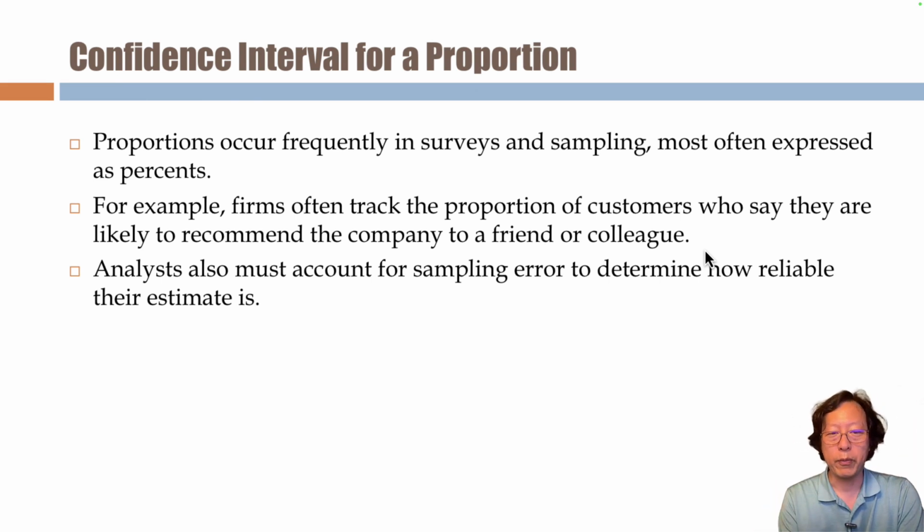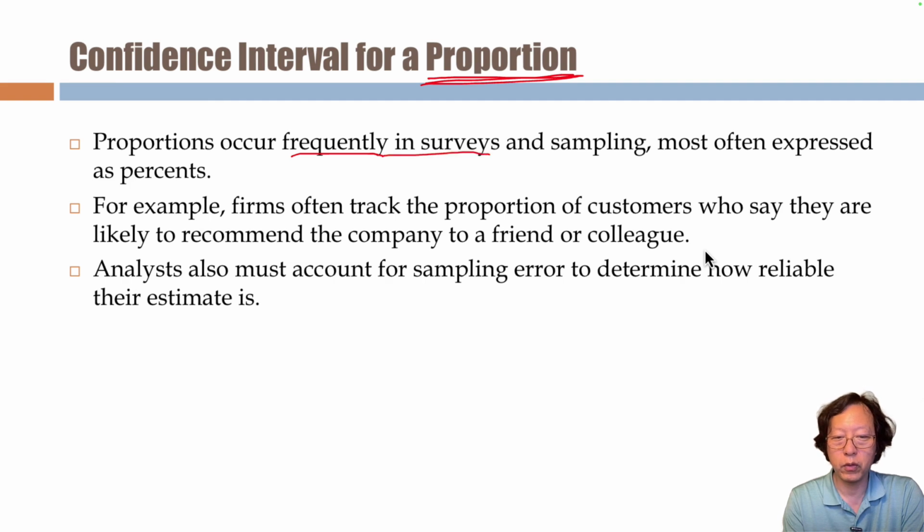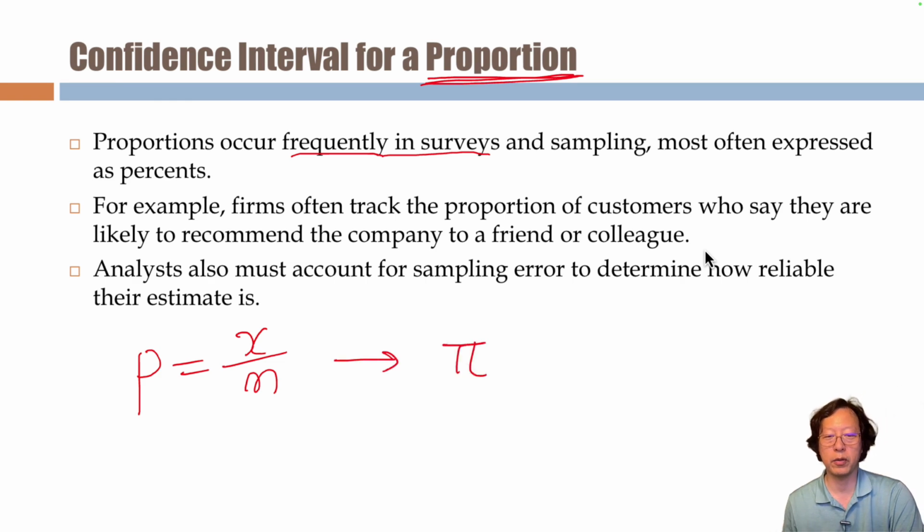Confidence interval for a proportion. The proportion is counting yes or no, so how many yeses we have out of n trials. That's the proportion. Proportions occur frequently in surveys. So we find p is x over n: out of n samples, x is the number of successes, and this is the estimate of pi, the population proportion.